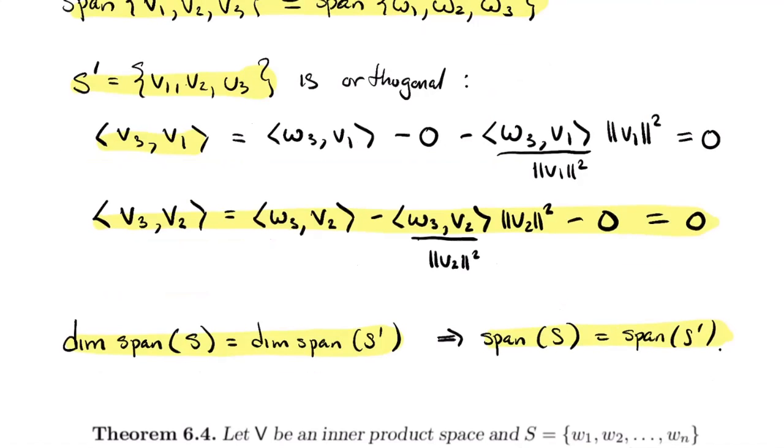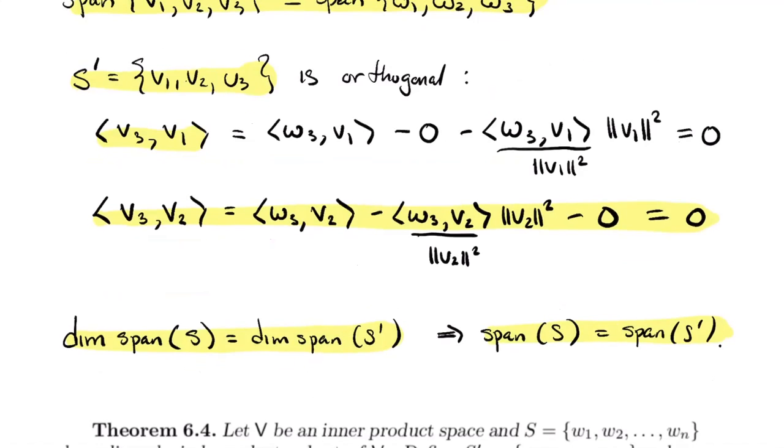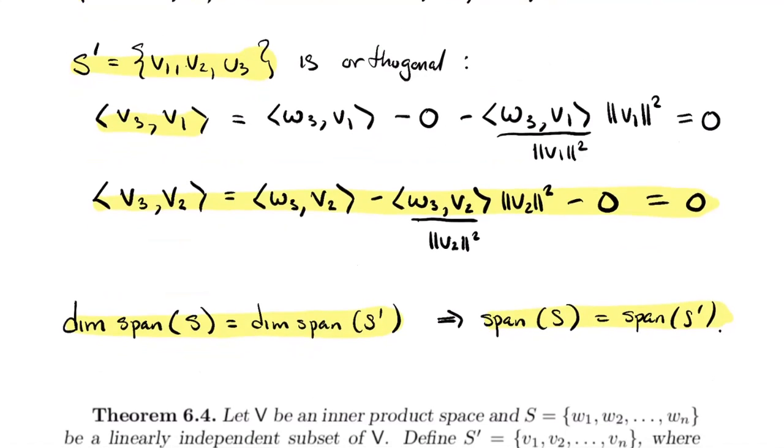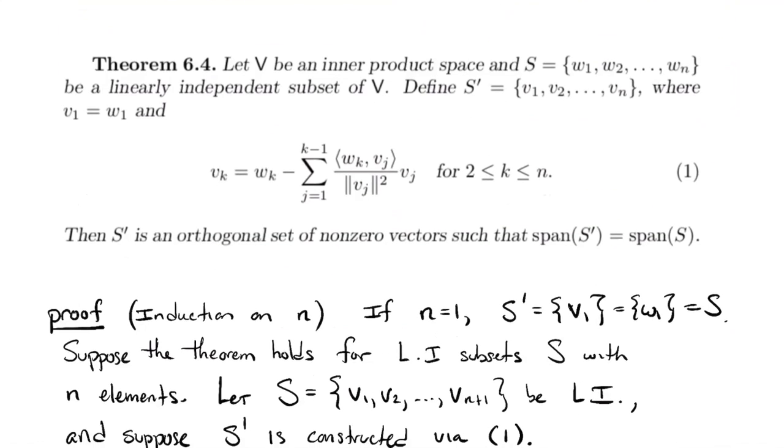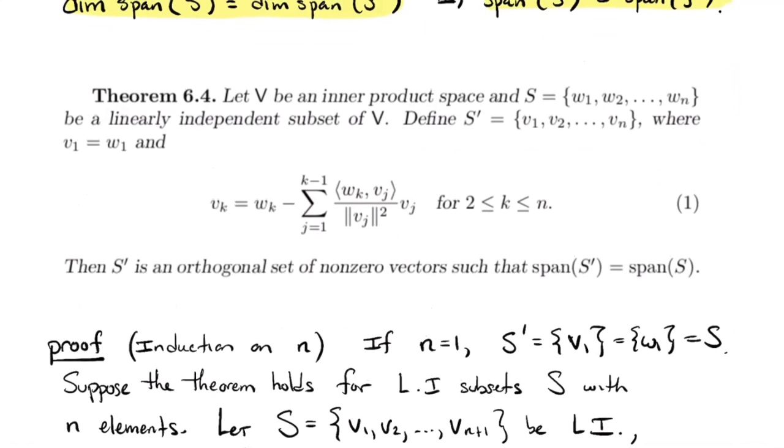Nice. So what I was just trying to illustrate there for the case where there's 2 or 3 vectors is this result called Theorem 6.4. Theorem 6.4, it has a name. It's called the Gram-Schmidt process. Gram is G-R-A-M, and then Schmidt is S-C-H-M-I-D-T. This is the Gram-Schmidt process.